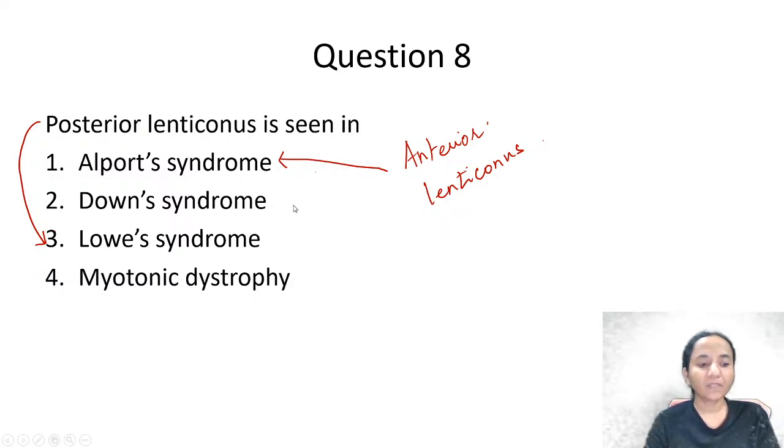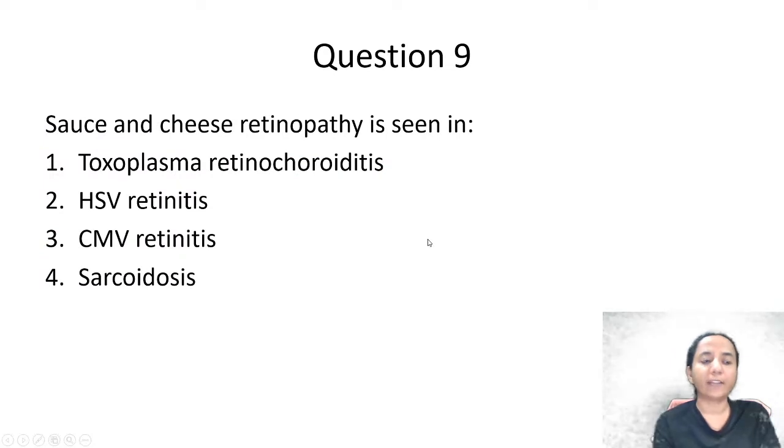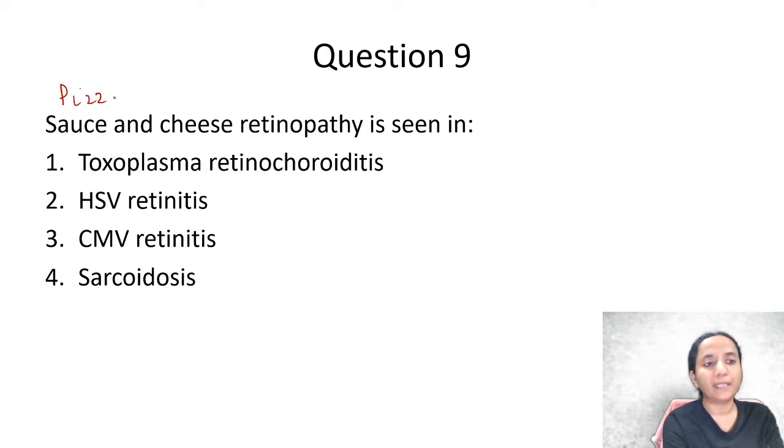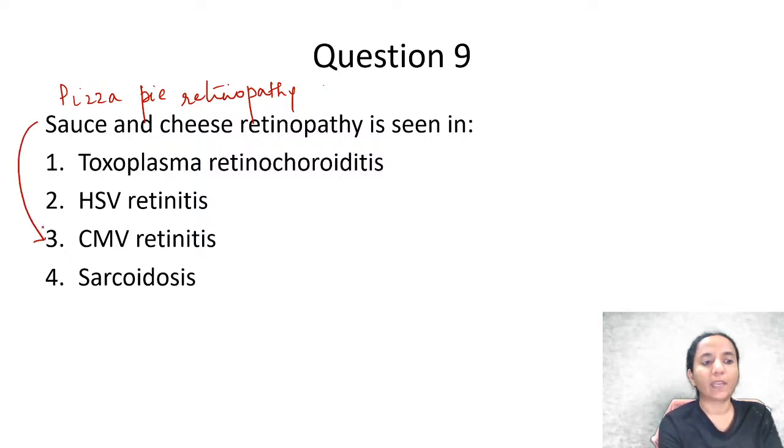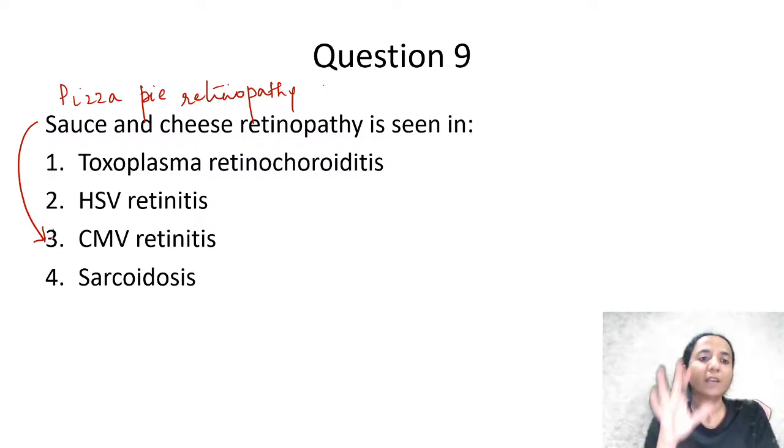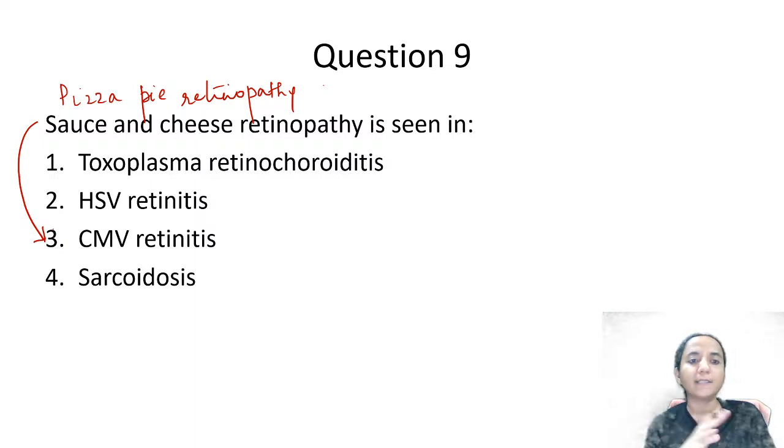Next question. Sauce and cheese retinopathy, which is also called pizza pie retinopathy. This is typically seen where? Toxoplasmosis, HSV retinitis, CMV retinitis, or sarcoidosis? Very typical question. Correct. It is seen in CMV retinitis, that is cytomegalovirus retinitis. In this, some areas of the retina appear red because of hemorrhages and some areas are white because of retinal necrosis. That white and red gives this impression, sauce and cheese retinopathy, also called pizza pie retinopathy.